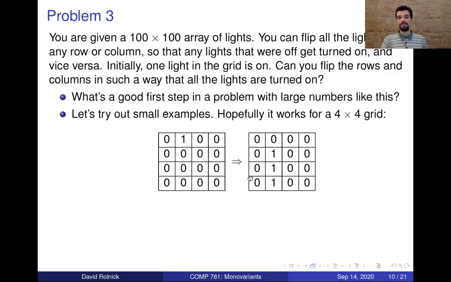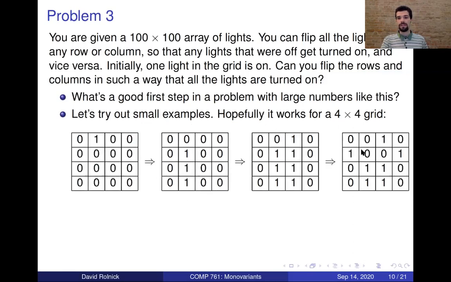Okay. I've just flipped this entire column. So this went off, all these went on. Did another couple of moves. To get from here to here, flipped this whole column. Then to get to the next one, flipped this row. So these two went off and these two went on. Anything that we notice?